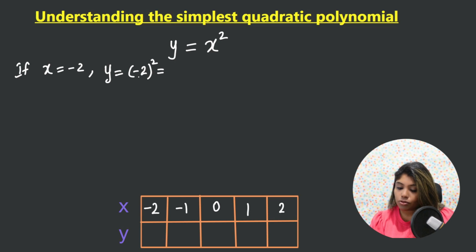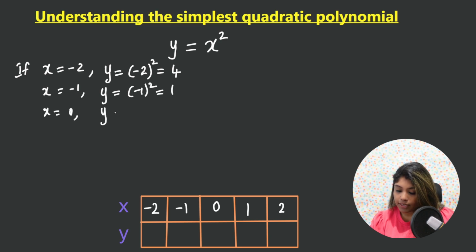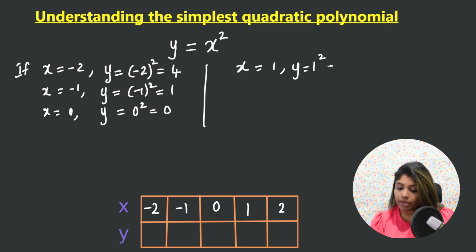So -2 squared would be +4. Same way, if x is -1, y would be -1 squared, that's going to be 1. And if x is 0, y is going to be 0 squared, which is 0 again. And if x is 1, y is going to be 1 squared equals 1. And if x is 2, y is going to be 2 squared, which is 4. So let's fill this up.